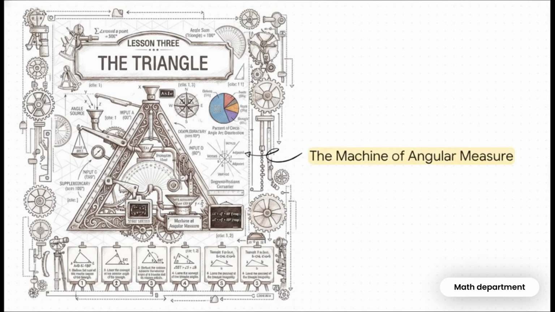Check out this incredible Da Vinci-style sketch on screen. Look at all those gears and levers. It brilliantly shows that triangles aren't just random lines on a page, they're perfectly balanced machines. They have strict, unbreakable mechanical rules. If you change one angle, the whole machine shifts to compensate. Today, we're going to learn exactly how to operate this machine.